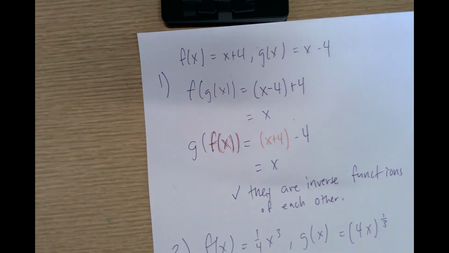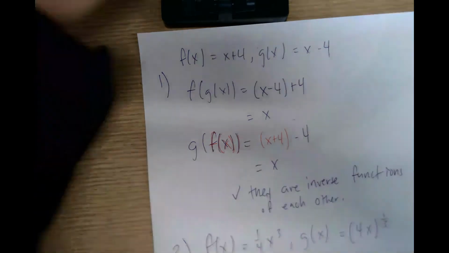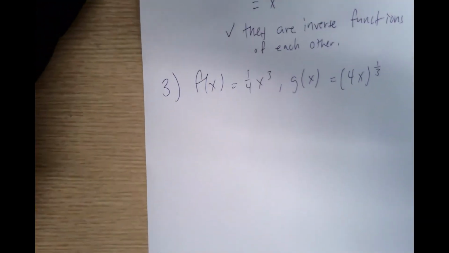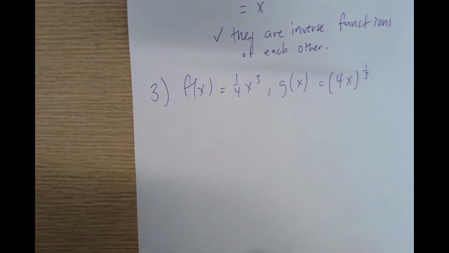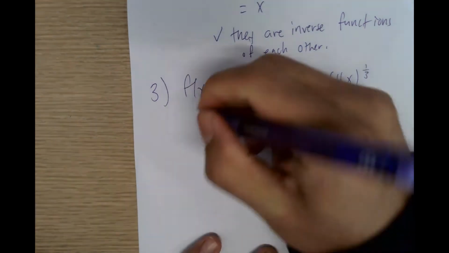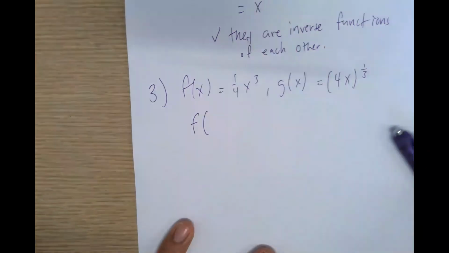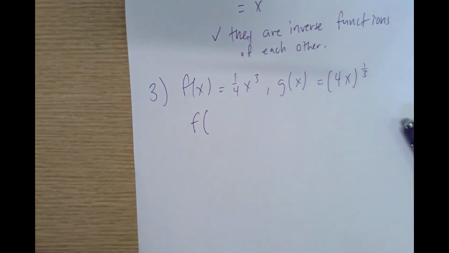Okay, so for this next one, does anyone still need the first problem? No? Okay. Great. So this next one looks pretty crazy. You have a 1/3 power, you have a 3rd power. So our first step is always to go f of g of x. I'm trying to color code it so it's a little easier to see.